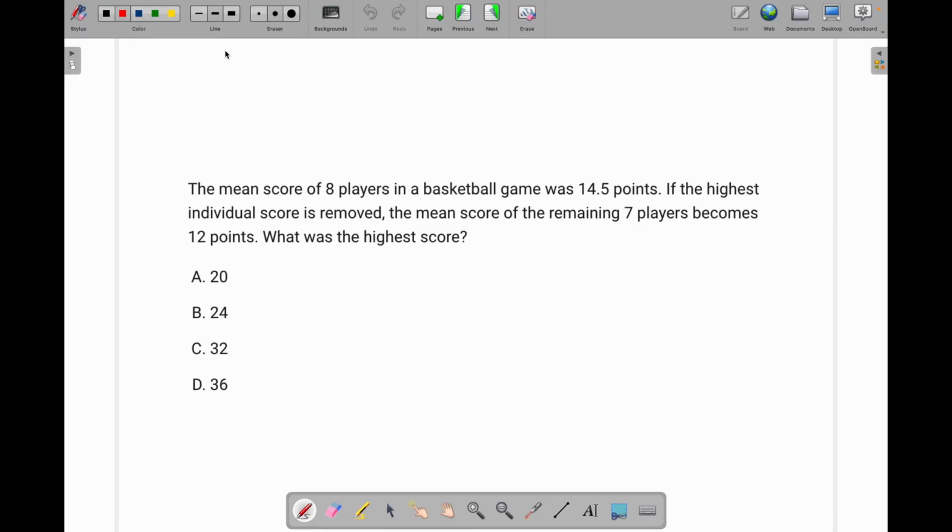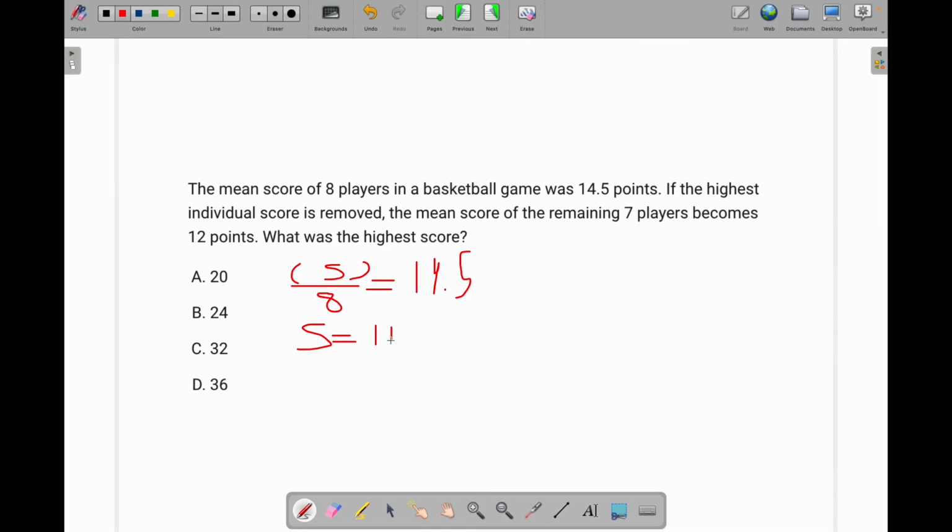The mean score of 8 players in basketball was 14.5 points. If you remove the highest individual, then it becomes 7. So let's see. So we have some score here divided by 8 equals 14.5 points. So let's figure out the score. The score, if we just multiply 14.5 by 8. Let's do that right now. You're going to see that the score is going to be 116.